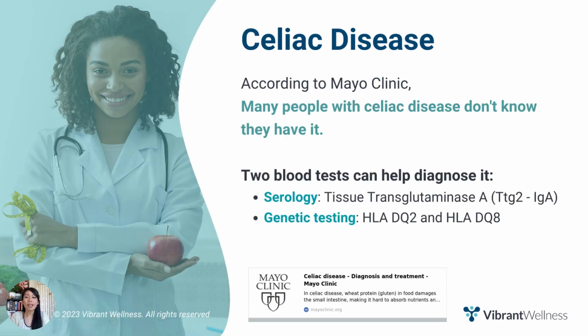According to the Mayo Clinic, many with celiac disease don't realize it. There are 2 blood tests to help diagnose it. The first is serology. We just went over the 2 most common traditional biomarkers, with tissue transglutaminase 2, IgA, being the main marker to look out for. The other blood test is genetics, which will check for HLA-DQ2 and HLA-DQ8.